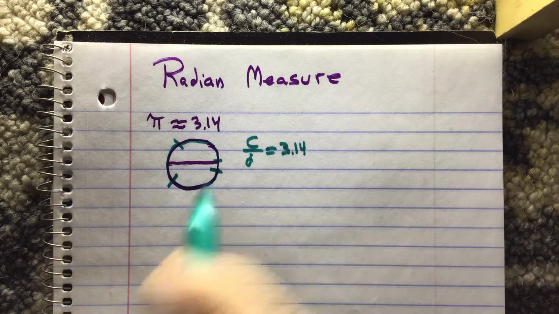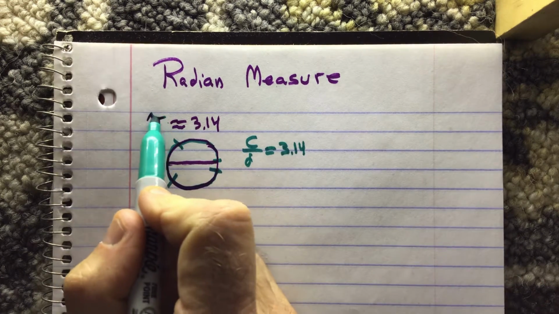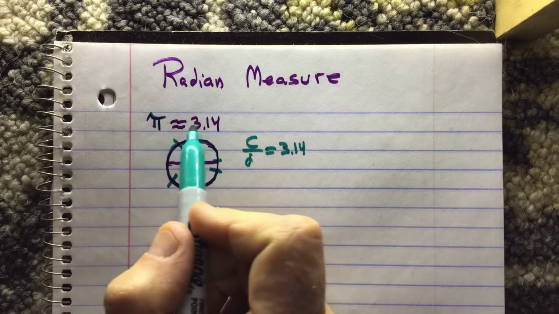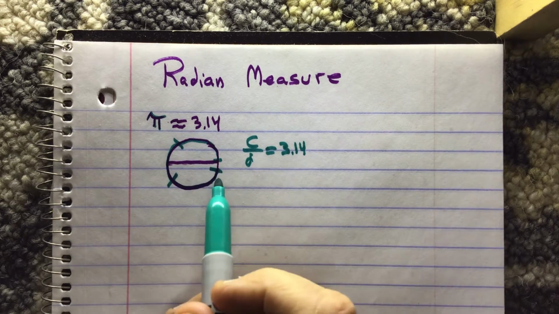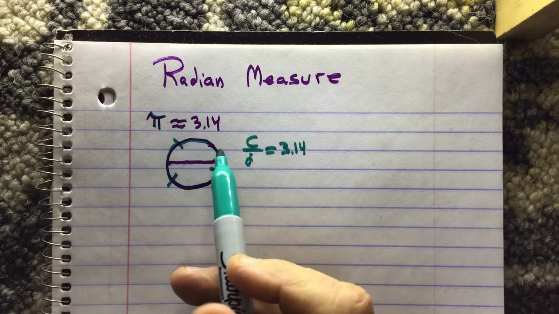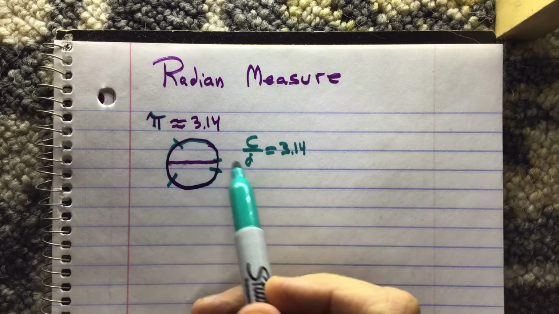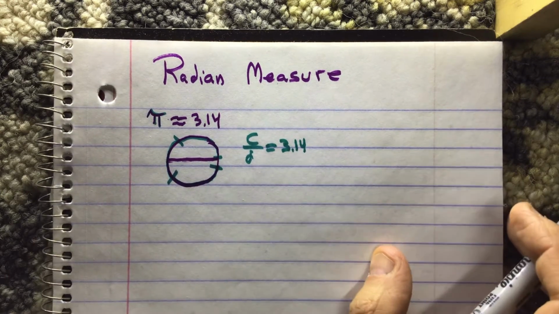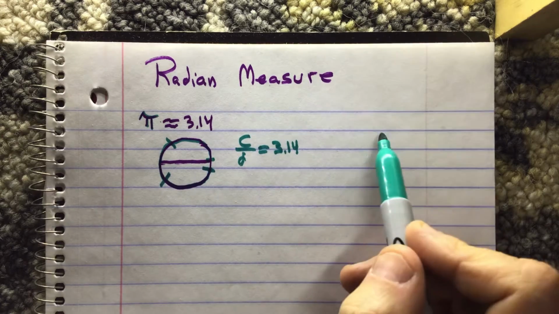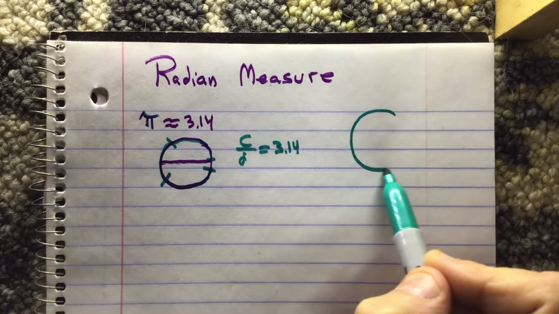The symbol comes from the Greek alphabet, and it's just a random symbol that was chosen to represent 3.14. And whenever we see pi, we think of the circumference divided by the diameter as being 3.14. Okay, so circles have 360 degrees.